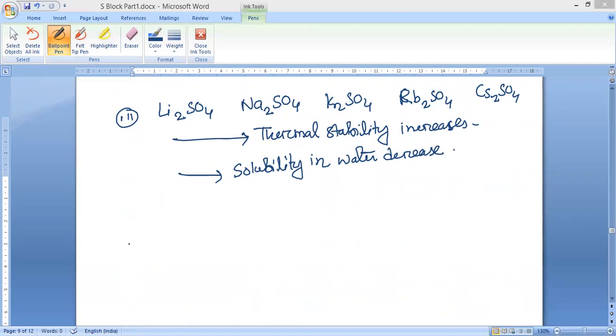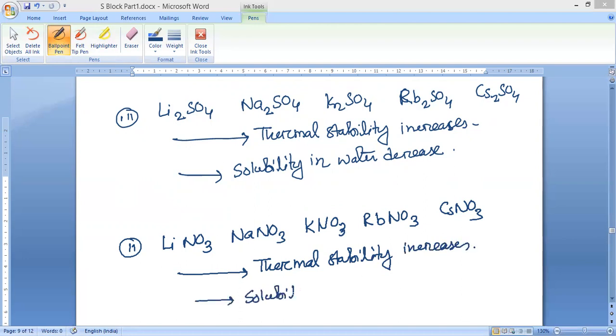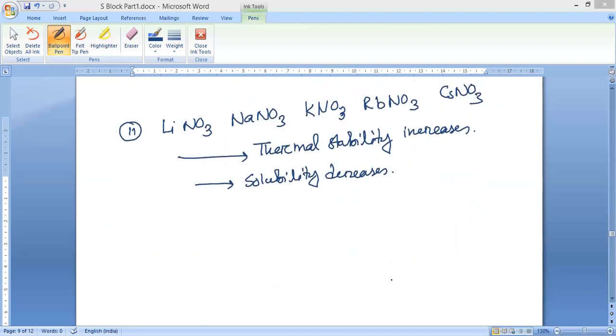And next one is nitrate. LiNO3, then NaNO3, then KNO3, RbNO3, CsNO3. Similar thing, thermal stability increases and solubility decreases. Okay, so ये है आपका order.